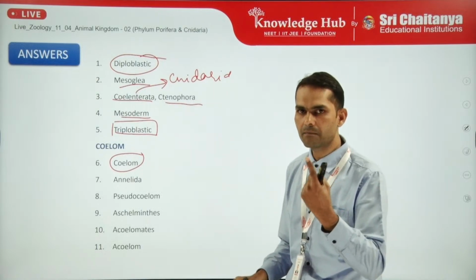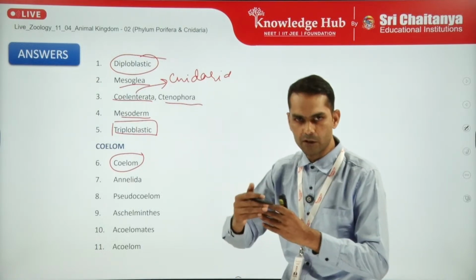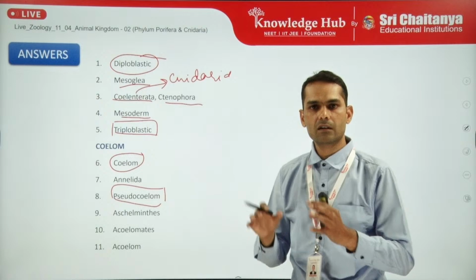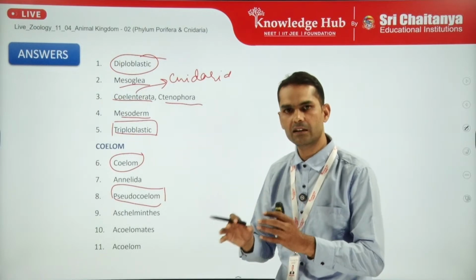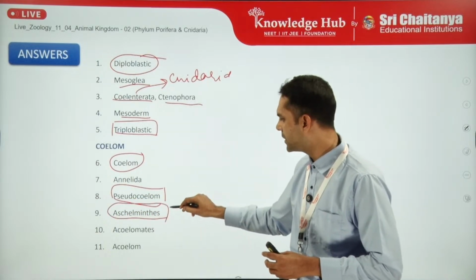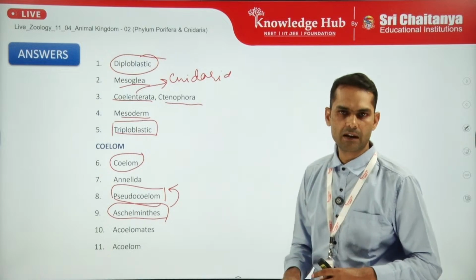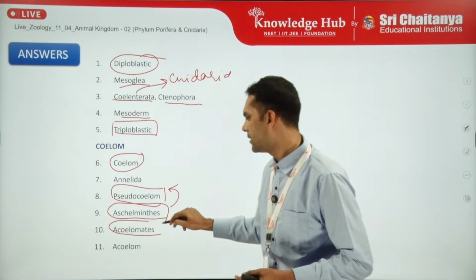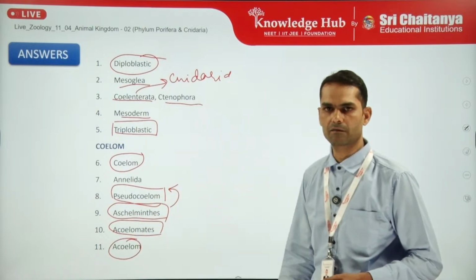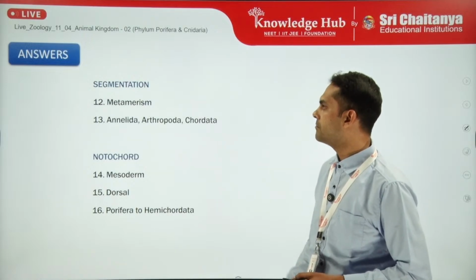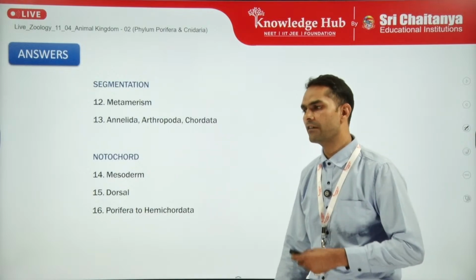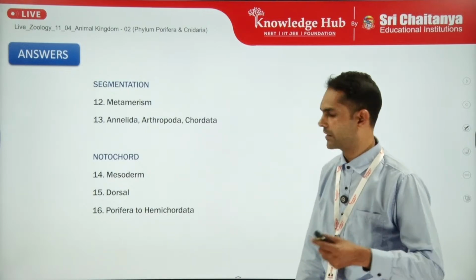Annelida is the very first phylum in which the coelom appears during evolutionary development. Pseudocoelom is the term used for those organisms which have a pseudocoelom cavity, that means the cavity is scattered as pouches. Aschelminthes is the only phylum example of the pseudocoelom, and those who have no cavity are termed acoelomate, that is the Platyhelminthes, and acoelom is the answer to the next question. Segmentation, metamerism, notochord development, here are the answers you can check out, and if you have any doubt, you can reach out to us at any moment.